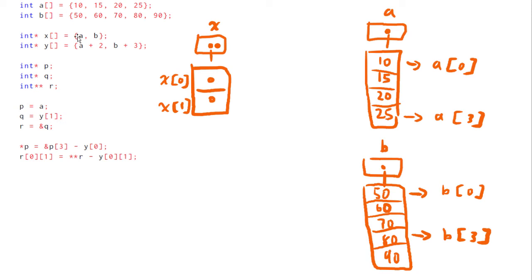If our X0 is pointing at A, the address is the same as this one, so it's going to be linked here. And then our X1 is the same as the pointer of B, so this is going to link here.